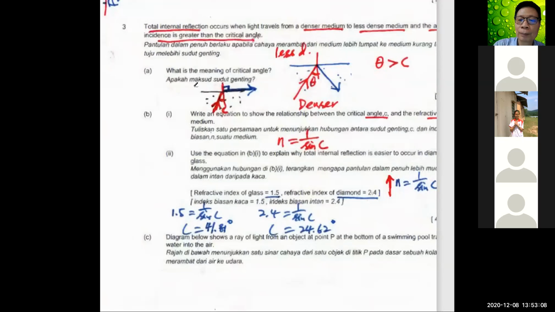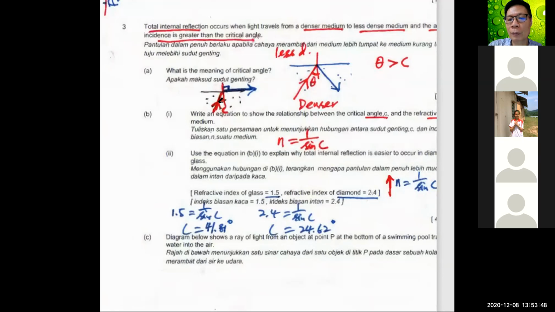Now look here. What is critical angle C? When this angle is exactly the critical angle C, the light will travel along the boundary, not going out to the air, not coming back to the water. It travels along the boundary. So when it is exactly critical angle C, the angle of incidence in the denser medium produces an angle of refraction of 90 degrees. If it follows the boundary, it means its angle of refraction is 90 degrees.